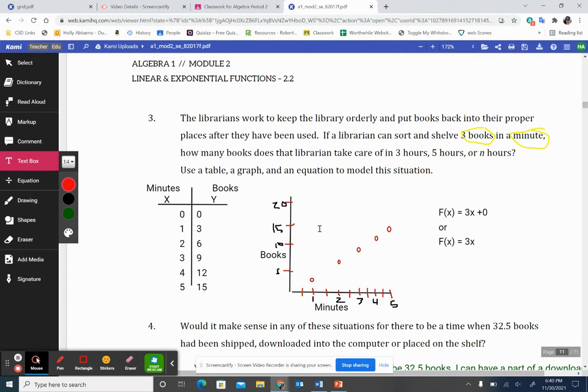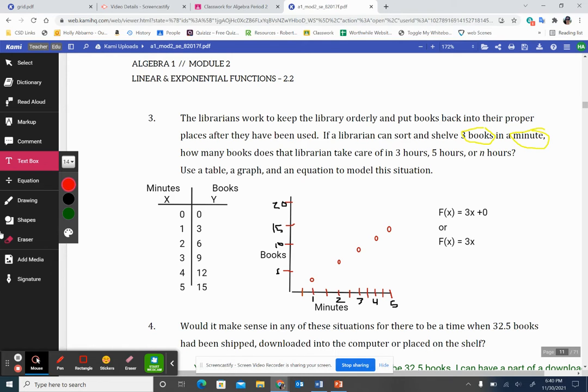On number 3, it says the librarians work to keep the library orderly to put books back into their proper place after they've been used. If a librarian can sort the shelves 3 books per minute, so there's our two variables, books and time. How many books can the librarian take care of in 3 hours, 5 hours, or in h hours?